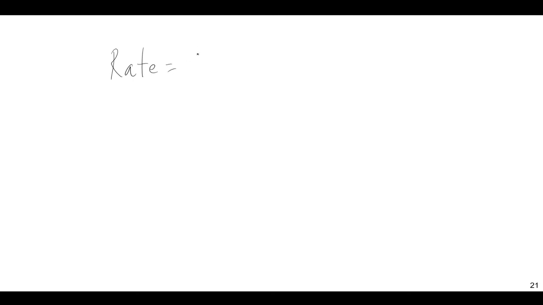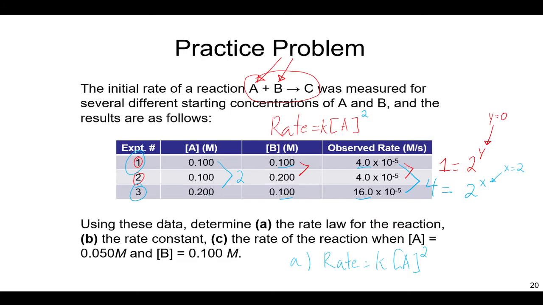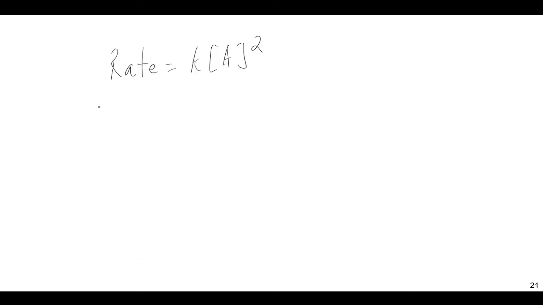Rate equals K A squared. In part B, I want to figure out the rate constant. And what's nice is now I have an equation for the rate law. I can pick any single one of these reactions, doesn't matter, and plug it into the rate law. So let me plug the first experiment into the rate law.